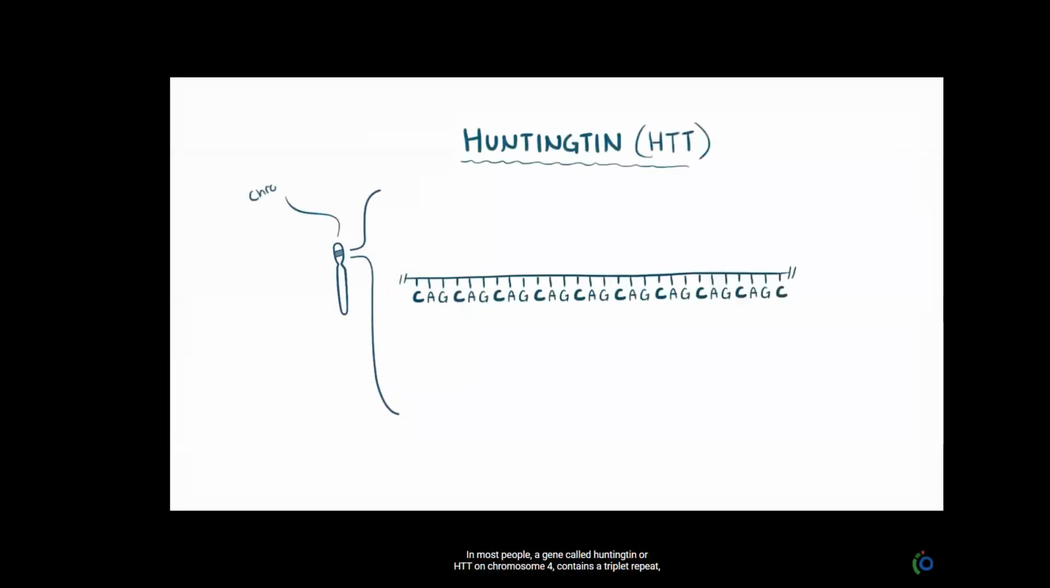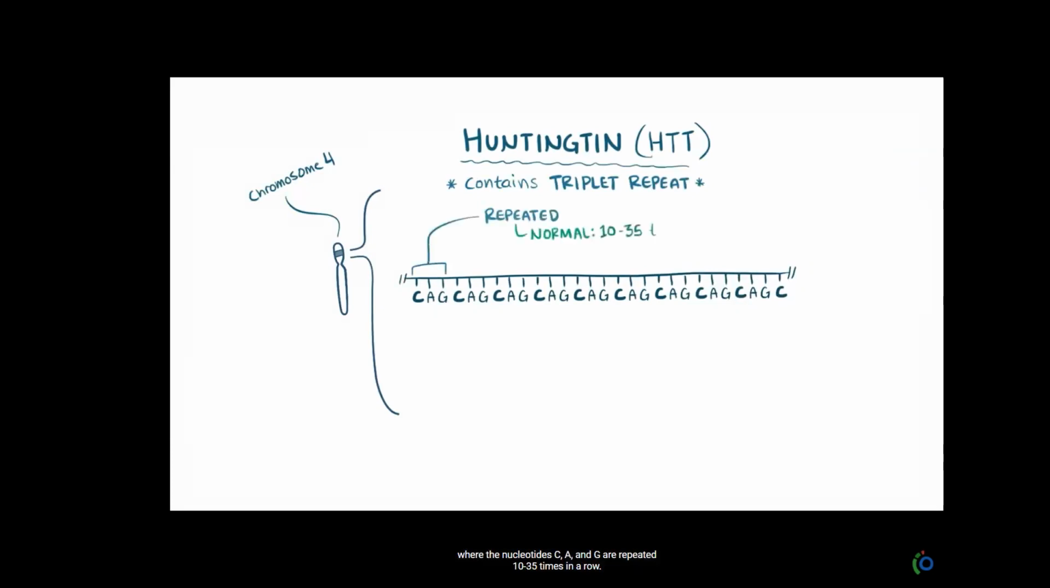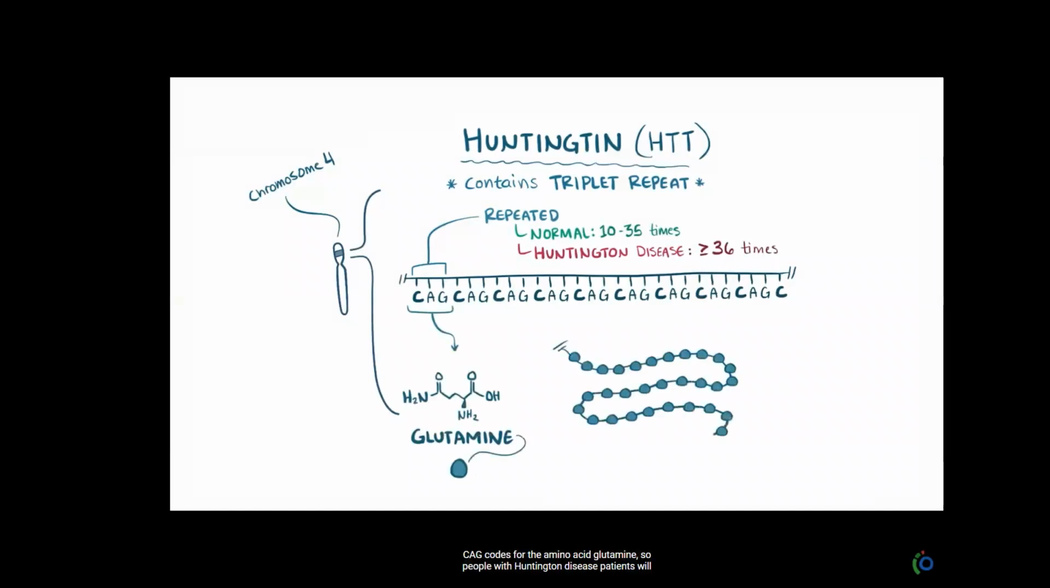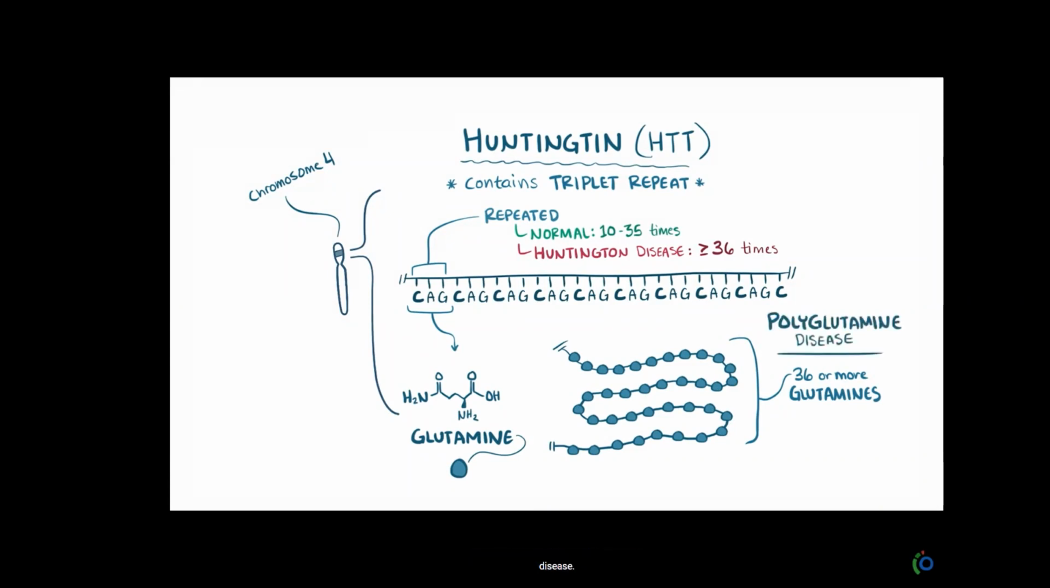In most people, a gene called Huntington, or HTT, on chromosome 4 contains a triplet repeat, where nucleotides C, A, and G are repeated 10 to 35 times in a row. In people with Huntington disease, this repeat goes on for 36 or more times in a row. CAG codes for the amino acid glutamine, so people with Huntington disease will have 36 or more glutamines in a row in the Huntington protein. So in addition to being a triplet repeat disorder, HD is, more specifically, a polyglutamine disease.